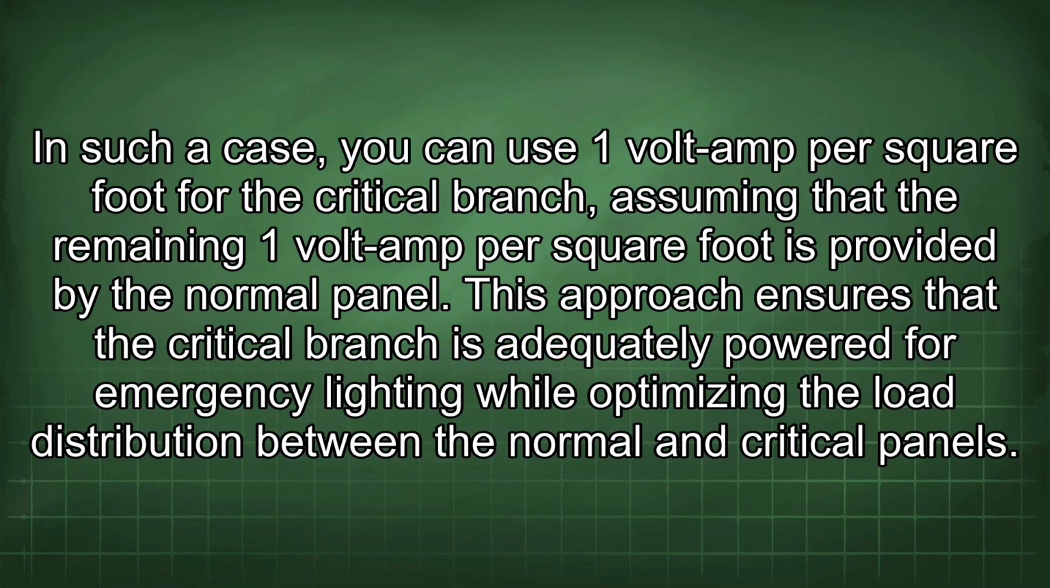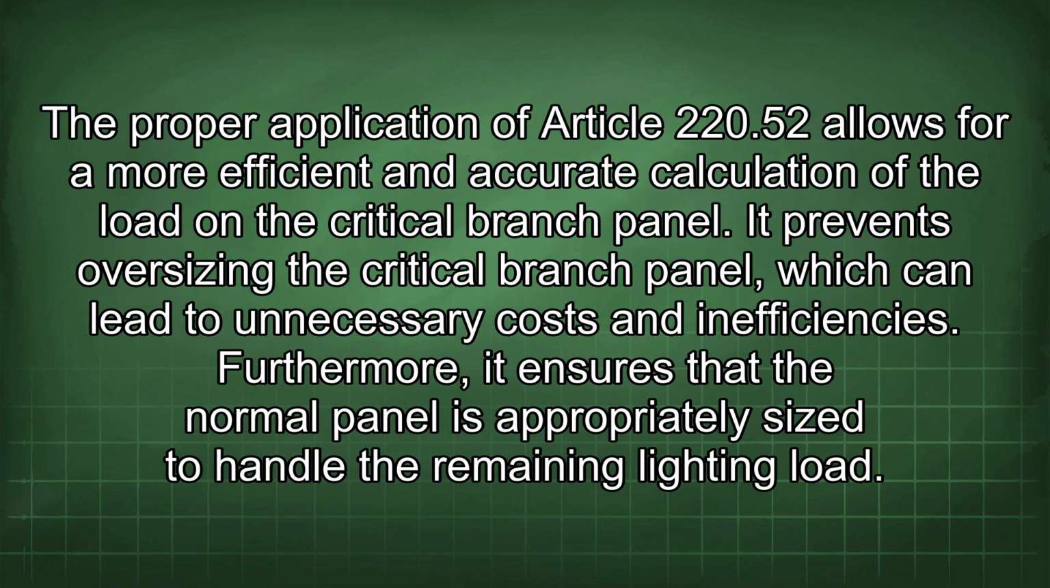This approach ensures that the critical branch is adequately powered for emergency lighting while optimizing the load distribution between the normal and critical panels. The proper application of Article 220.52 allows for a more efficient and accurate calculation of the load on the critical branch panel. It prevents oversizing the critical branch panel, which can lead to unnecessary costs and inefficiencies. Furthermore, it ensures that the normal panel is appropriately sized to handle the remaining lighting load.